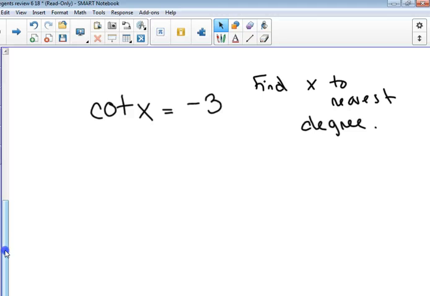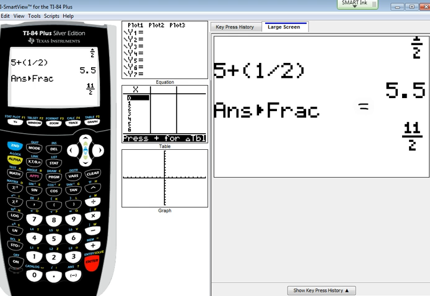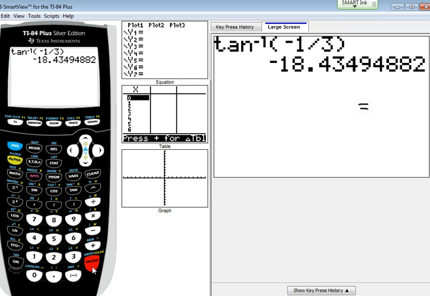So this is kind of similar to one of the ones we did. What do you guys have to do here first? Switch it. Good. So this is going to become tan x equals negative 1/3. Remember, we don't have second cotan, so we have to use the reciprocals. By using the reciprocal of cotan, making it tan, we flip our fraction. Now we can use our second function key. So second tan of negative 1/3, and you get negative 18.